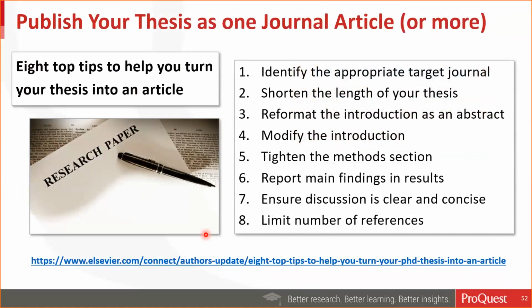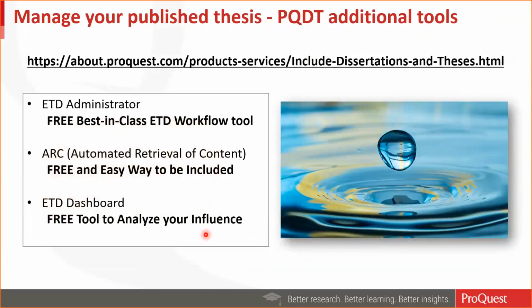How do I publish this thesis as a journal article? That can be done. Of course, you identify the appropriate target journals, and then shorten the length of your thesis, reformat some of the introduction as an abstract, modify the introduction, and tighten the method section. These are just a few points. Once you have done your thesis and want to publish it as a journal article, you do the next level that's required. If you want information on publishing your dissertation and thesis, it can be found here.